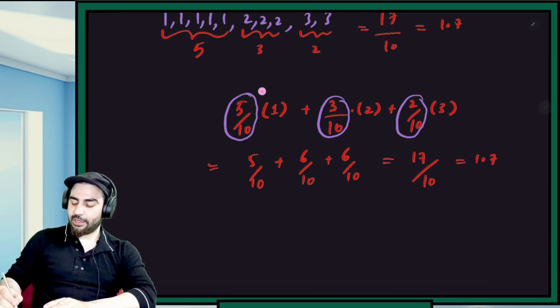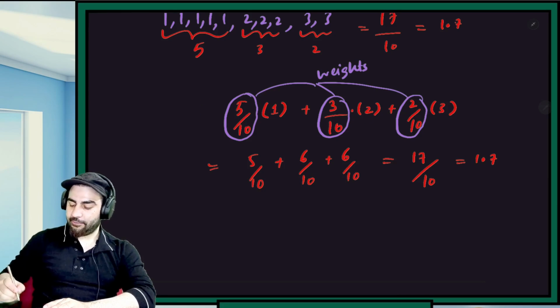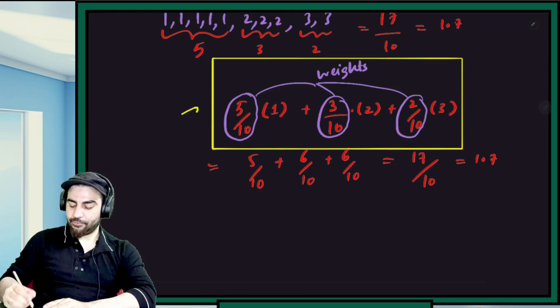Okay, so these are called weights. I can call these as weights, and I am adding them. So I can call this thing over here as weighted sum. This thing can be called as weighted sum.